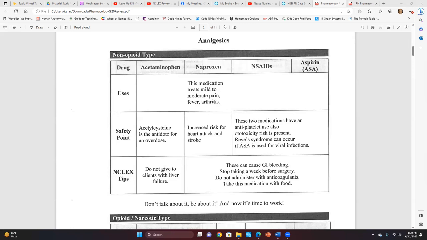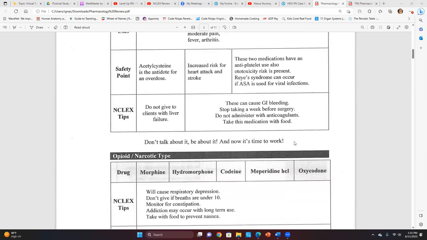Now, something very specific for aspirin, and the abbreviation for aspirin is ASA: aspirin should not be given to pediatric patients 19 years old and younger because it can cause Reye's syndrome. With Reye's syndrome, what can happen is liver damage and brain damage. Okay, so that is a no-no. Do not give aspirin to pediatric patients.